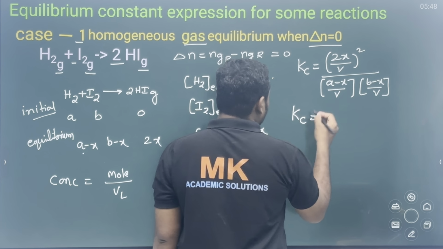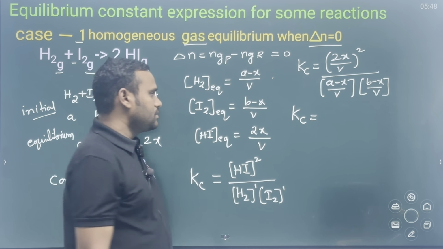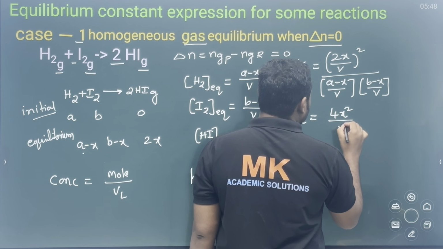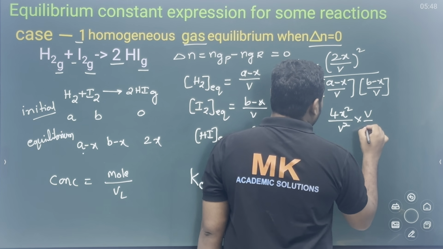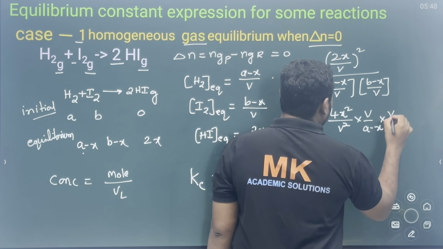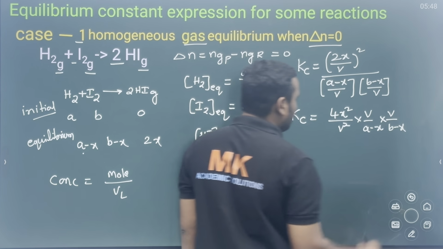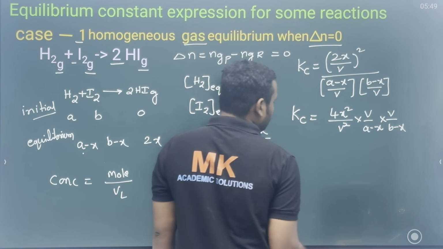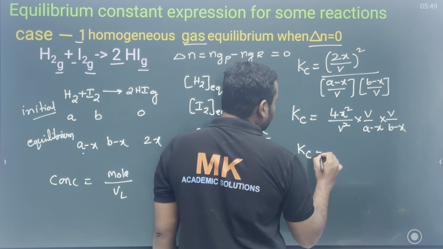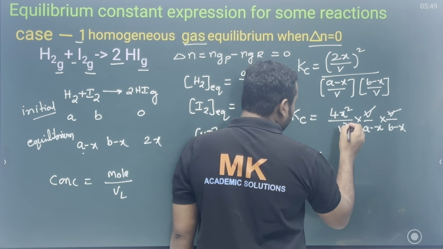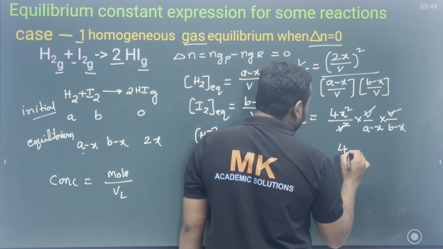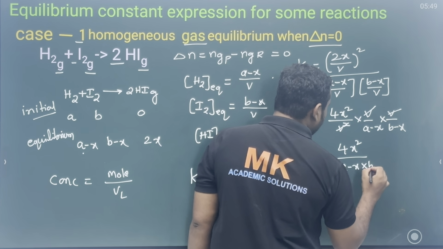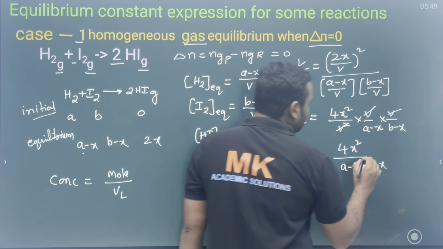Here Kc is equal to, when we simplify this, what will we get? 4x square by V square into V by (A minus x) into V by (B minus x). So V and V square will get cancelled out. What will we get here? 4x square by (A minus x) into (B minus x). Okay, so this is the formula we will get.